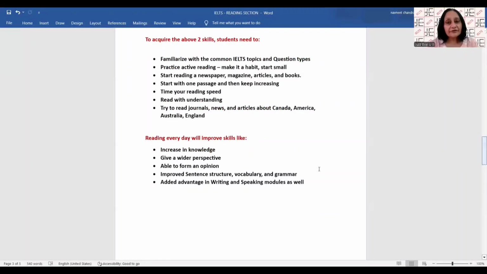Now, when your reading skills improve, what will happen? It will lead to an increase in your knowledge. It will give you a wider perspective that, okay, I didn't know about this, now I know about it. Then you will be able to form an opinion whether you like it or you don't like it, or you agree with a certain aspect or you don't. Then your formation of sentences will improve, your vocabulary will improve, your grammar will improve, and also it will be a great help in your writing and speaking skills if your reading improves.